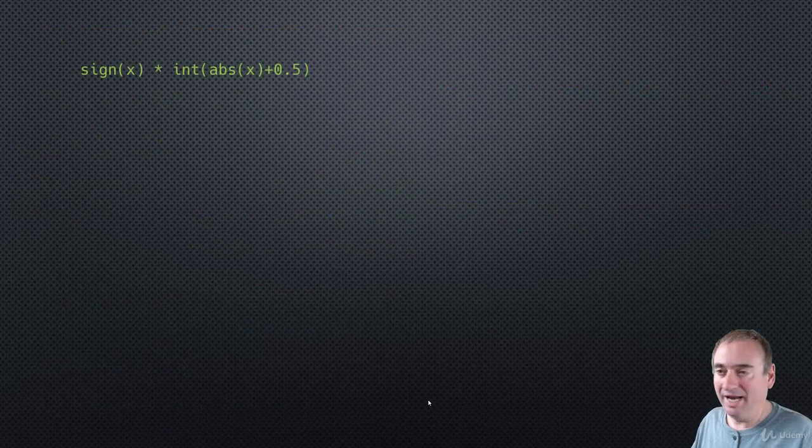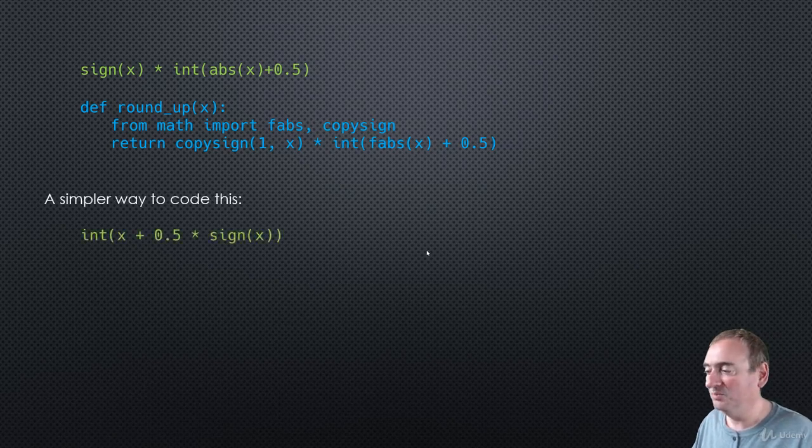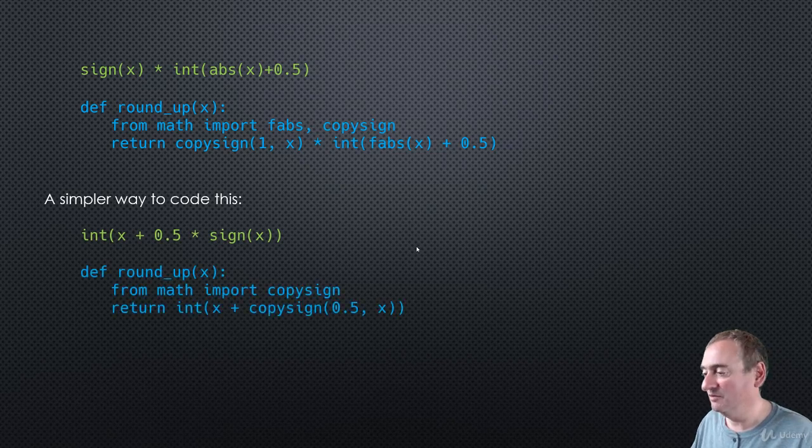So let's look at this formula again, which was that original formula we looked at. And we can write this Python code, right? So we have to grab the abs and the copysign functions, and then we can just return copysign(1, x), that will be the sign of x, times the truncation, essentially, of the absolute value of x plus 0.5. That will work just fine. But a simpler way to look at it is using this alternative way. And here we can just say int of x plus copysign(0.5, x). So that works the same way, and we'll see in the code that they're equivalent. It's just a different way of writing it, which is a little simpler.